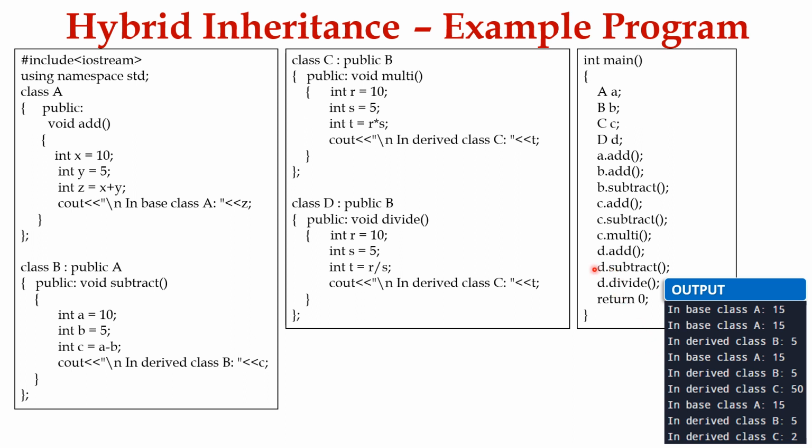Next, using the class D object small d, we are accessing the function divide, which is available in class D. Here, the value of r is 10 and the value of the variable s is 5, and the value of the variable t is determined by r by s, that is 10 by 5, which is equivalent to 2. So we are displaying the value of the variable t using the cout statement. We can see that in derived class D, the value of the variable t is 2, and it is displayed to the user as shown in the output.